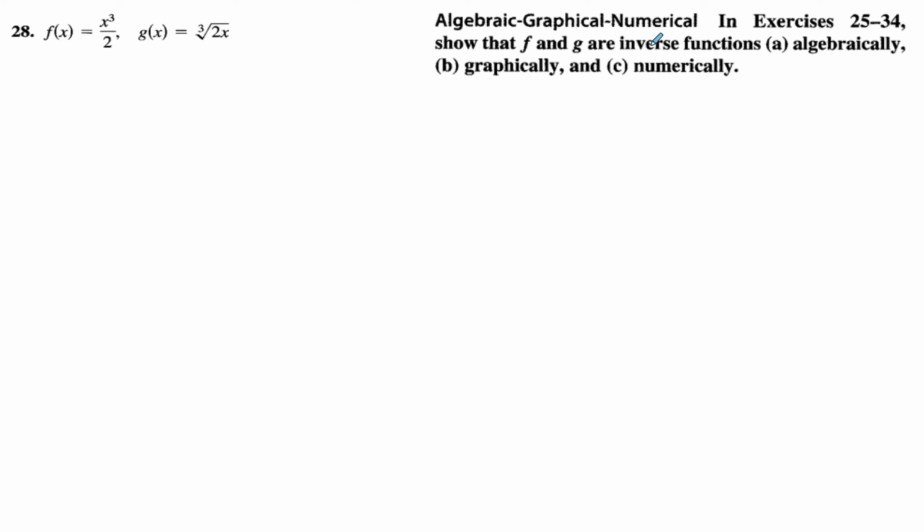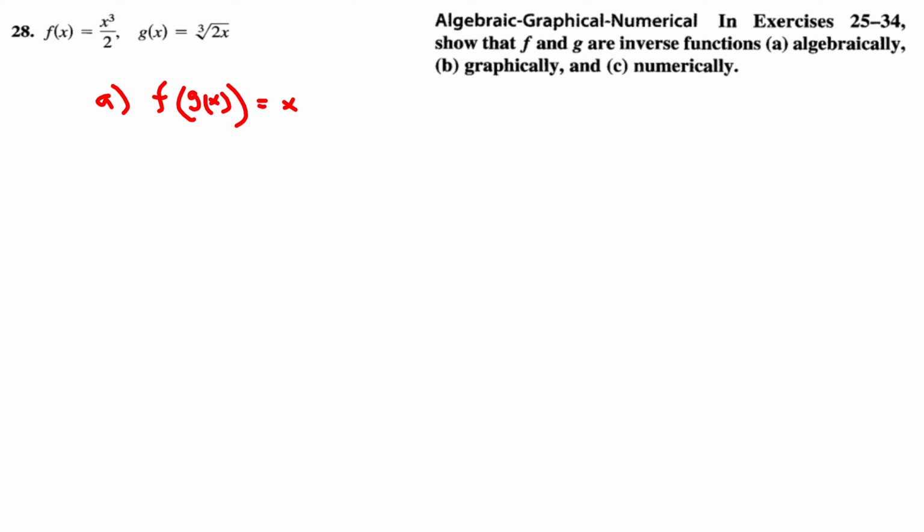So now we're going to do some example problems from section 1.6. To start off, we're going to show that f and g are inverses algebraically, which means we're going to figure out what f of g of x is. And if it is the inverse, we should get x. That is, one takes x, does something to it, and the other undoes it, so we get x.